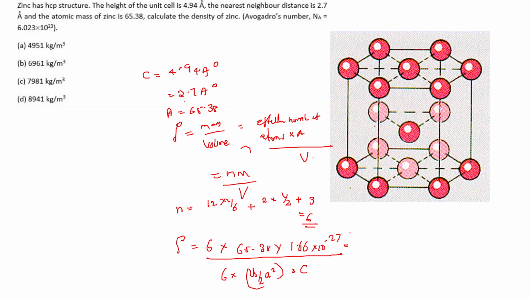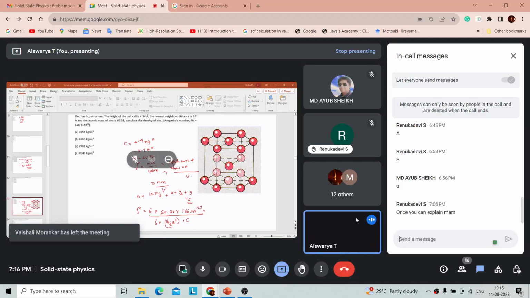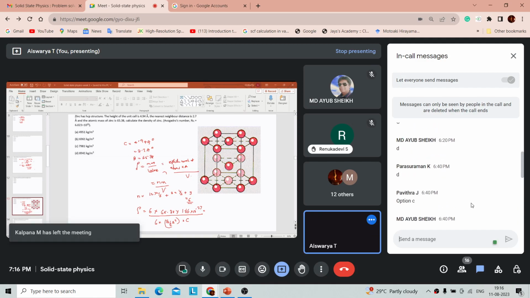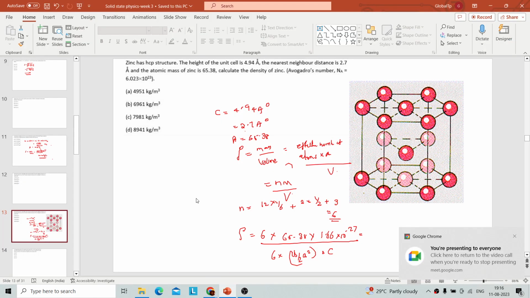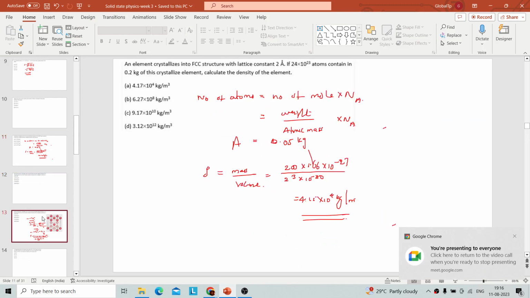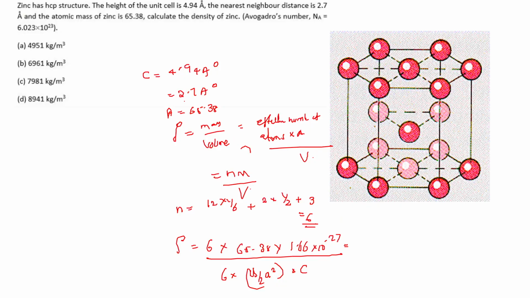What is the answer you got? Can anyone tell which option is correct? So you will get the answer option B. Okay, so try to substitute everything. Let me see. You will get the answer option B. Now we will go to the next problem.